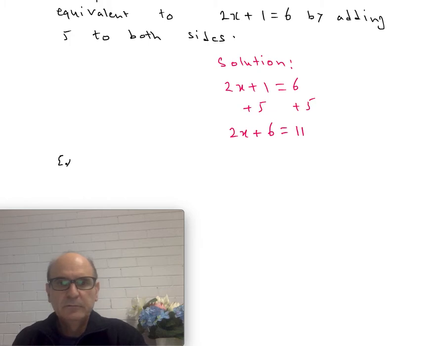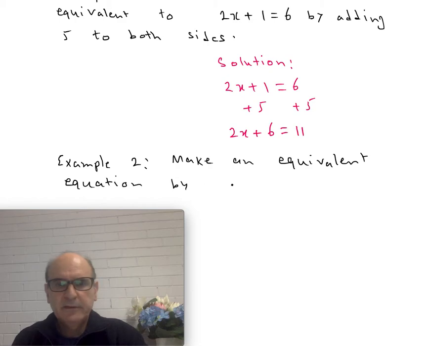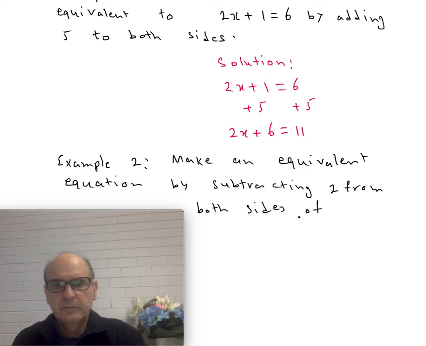Example 2. Make an equivalent equation by subtracting 2 from both sides of 5x plus 8 equal to 9.